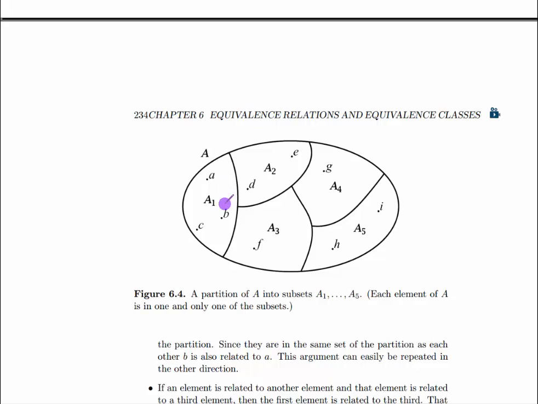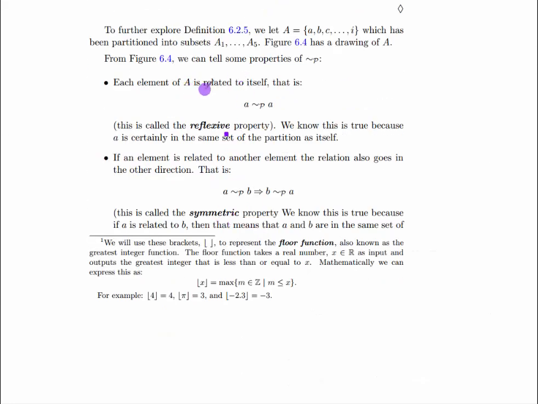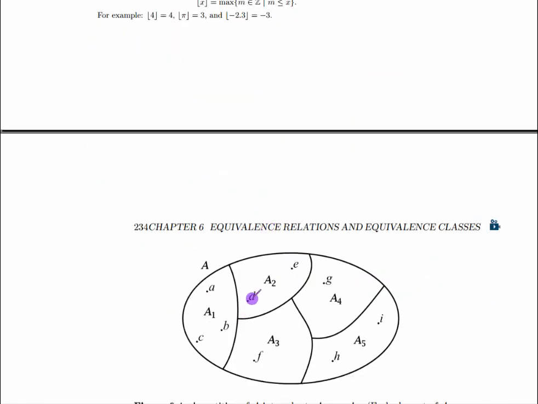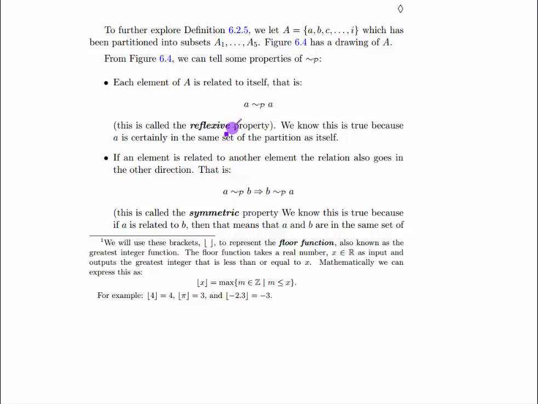Now we can notice some properties of this relation. First of all, every element of A is related to itself. For instance, D is related to D. Why? Because D is in the same set as D, so we have to say D is related to D. We didn't say the relation has to be between different elements. We just said that 2 elements are related if they're in the same subset in the partition. And obviously, any element is in the same subset of the partition as itself. This property is called the reflexive property.